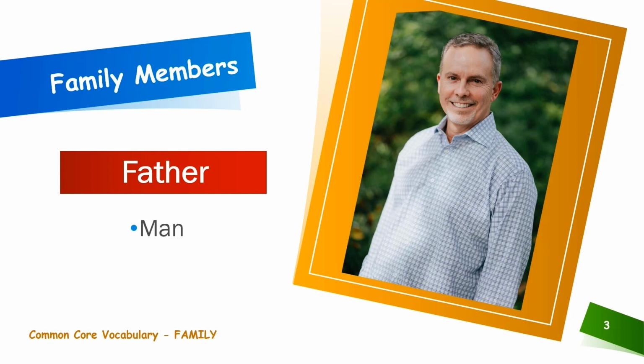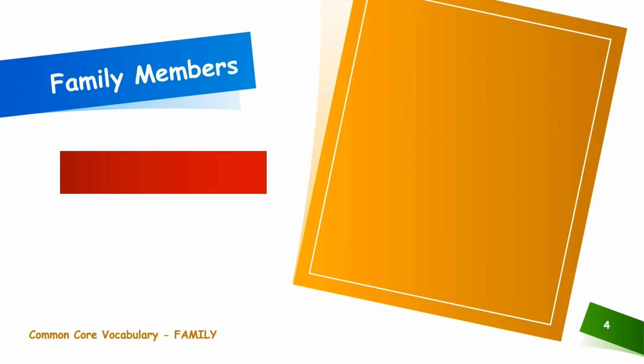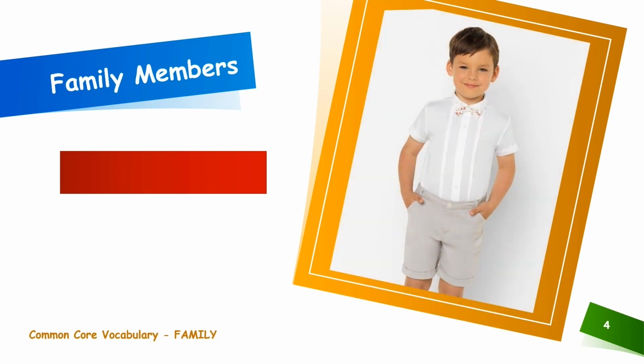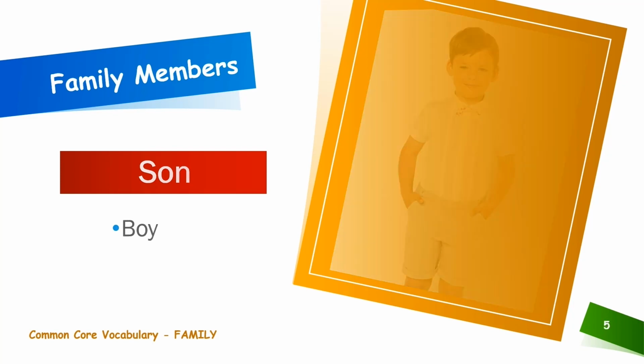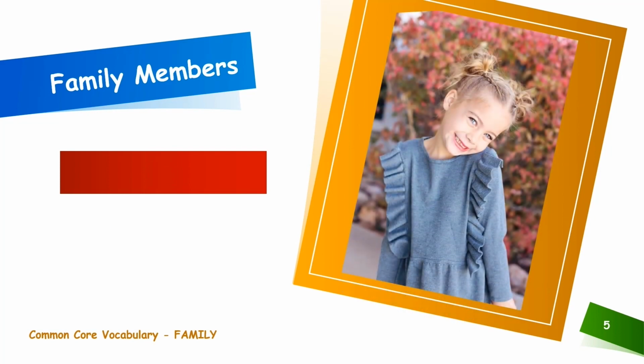Man. The next family member is son. Son. The son is a boy. Boy. The next person is daughter. Daughter. And the daughter is a girl. Girl.